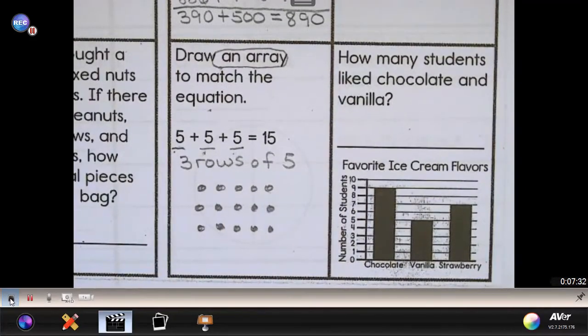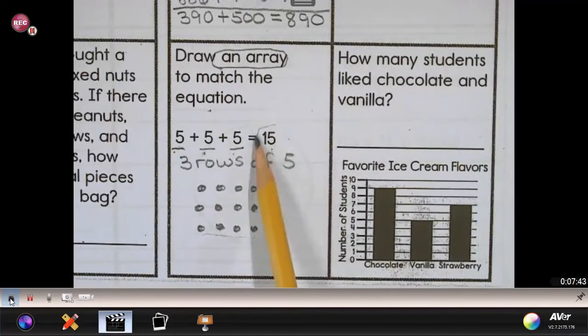Now, to double check and make sure, I would know that this group of 5 plus this group of 5 is 10, plus this group of 5 would make 15, and so that does match our total here, which in this case is our sum.